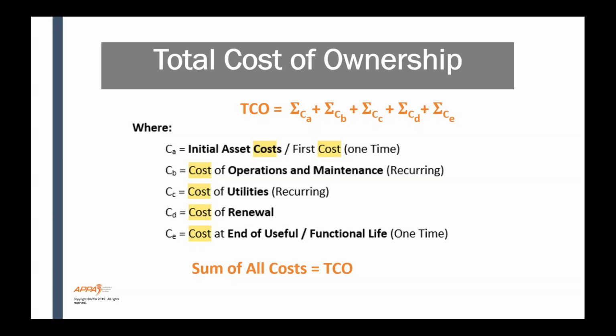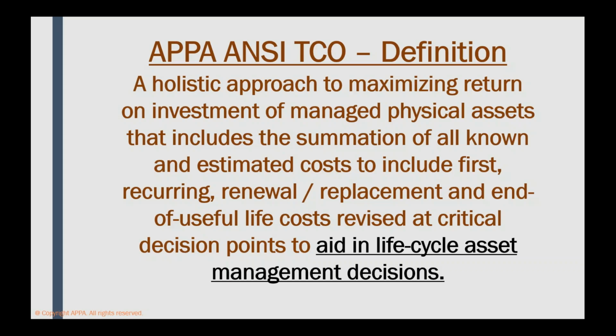It's not only that we're looking at initial costs, which we always will, but we're also looking at operations and maintenance, utilities, and the cost of renewal to keep the asset alive. Then, once it gets to the end of useful life, we need to figure out when that point is, take all that information, sum it together, but also look at the impact of these different assets on your organization.